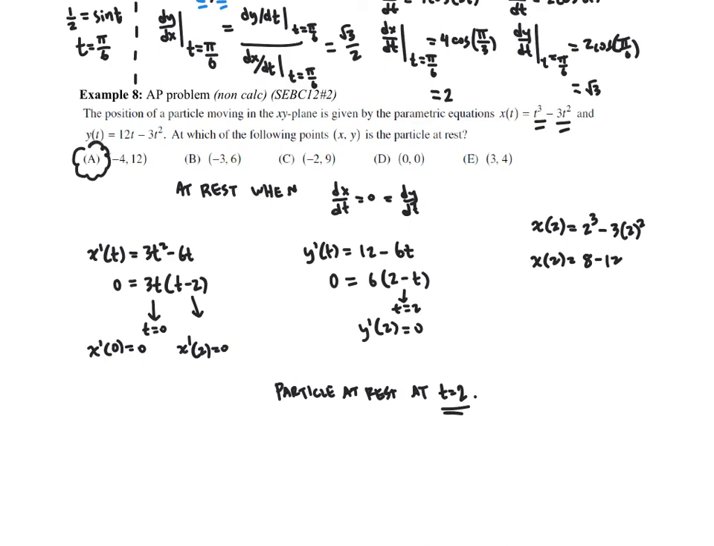Let's just confirm with our y value, just in case we goofed something up. Y of 2, we'll plug a 2 into y of t. That'll be 12 times 2 minus 3 times 2 squared. So that looks to be 24 minus 12, which would be 12. So it looks like at the point negative 4, 12, the particle is at rest.